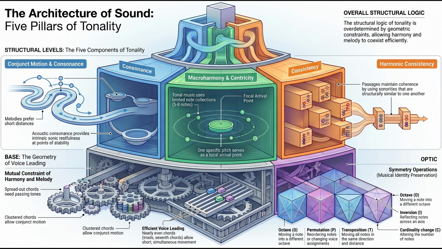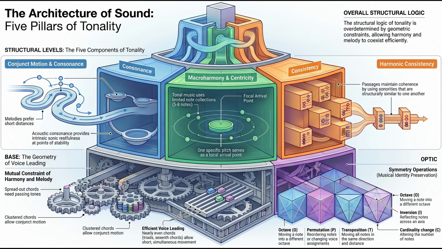Okay, so we have conjunct melodies, restful consonants, and consistent chords. Are these five features basically just a recipe? Like salt, fat, acid, heat? Can a composer just leave one out? They are a recipe, yes, but you need the last two ingredients. The fourth is limited macro harmony, which means using a small reservoir of, say, 5 to 8 notes over a given time span. Like sticking to a major scale. Right, and the fifth is centricity, where one note acts as a home base or goal.